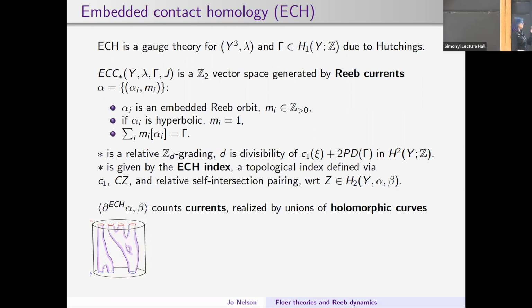And then the ECH differential is going to count currents interpolating between index difference 1 orbit sets, or Reeb currents. And it turns out that even though we're talking about currents in terms of geometric measure theory, you can actually realize the ECH differential in terms of disjoint unions of holomorphic curves. And it also turns out they're going to be somewhere injective.